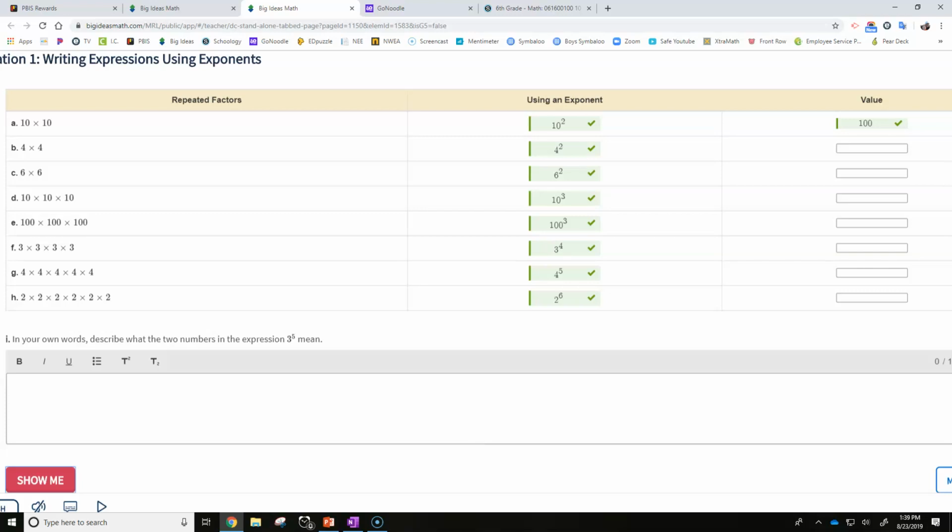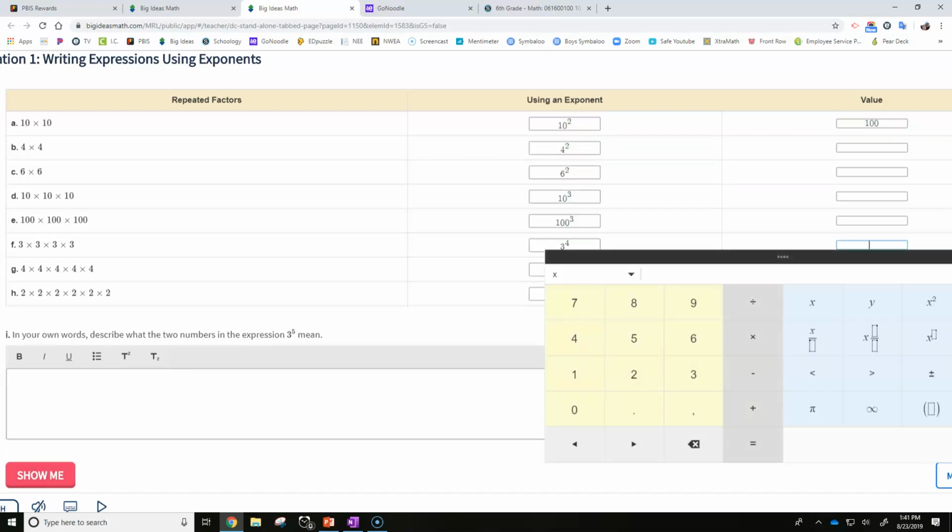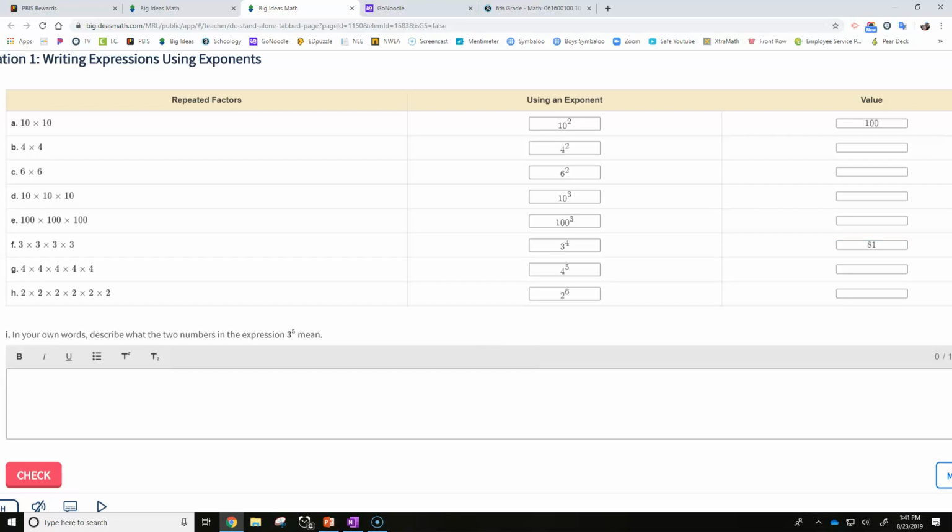Okay, couple more minutes. I'm going to pause again. I want you to rework in your small group. Can you guys figure out the rest of my answers? I'm only going to ask for answers on 3 of these. Okay? So, what is my answer on letter F? 3 to the 4th power. What is the value of 3 to the 4th power? 81. What about H? 2 to the 6th power.